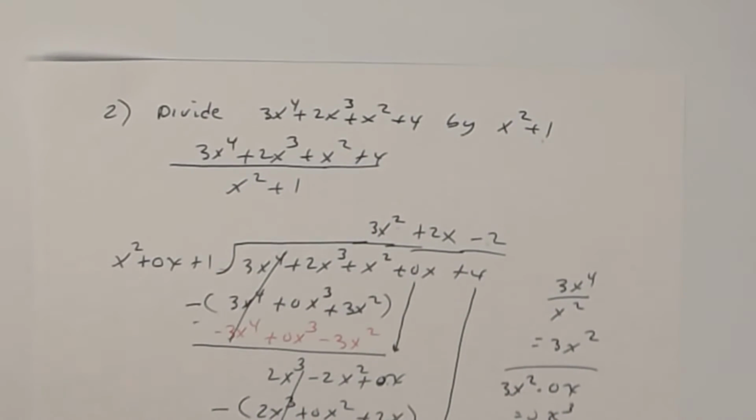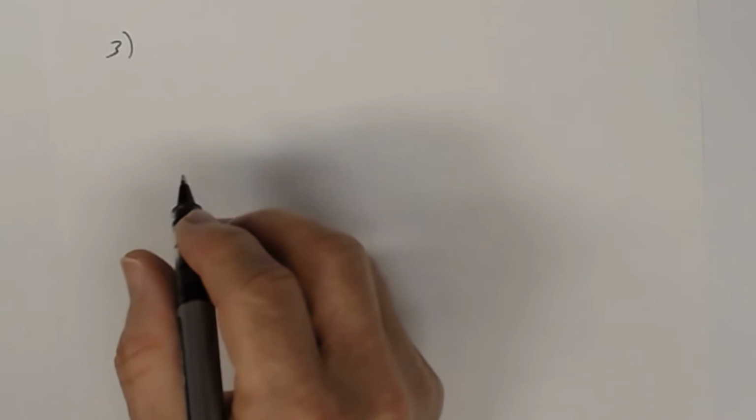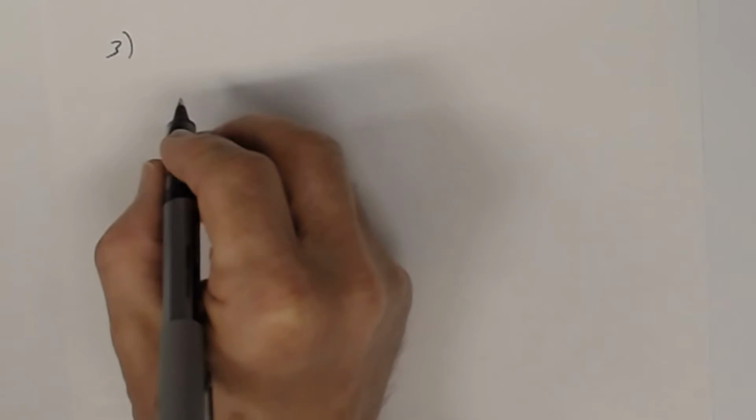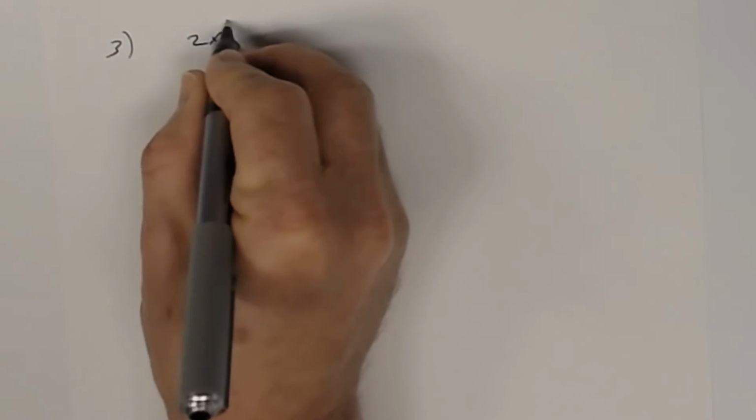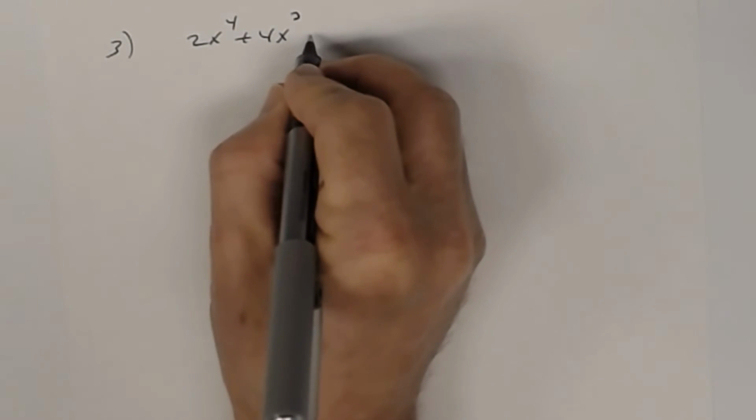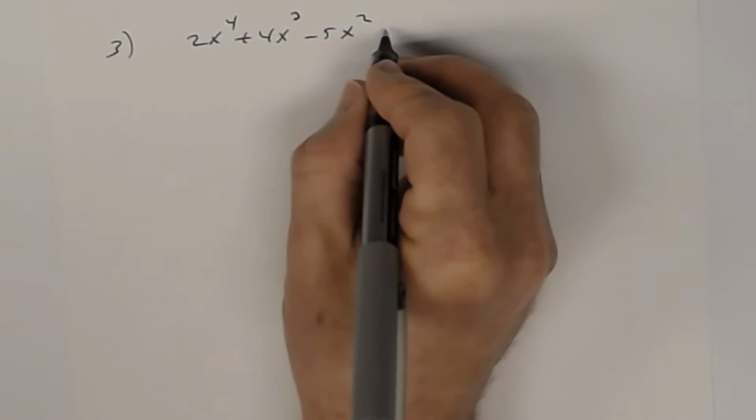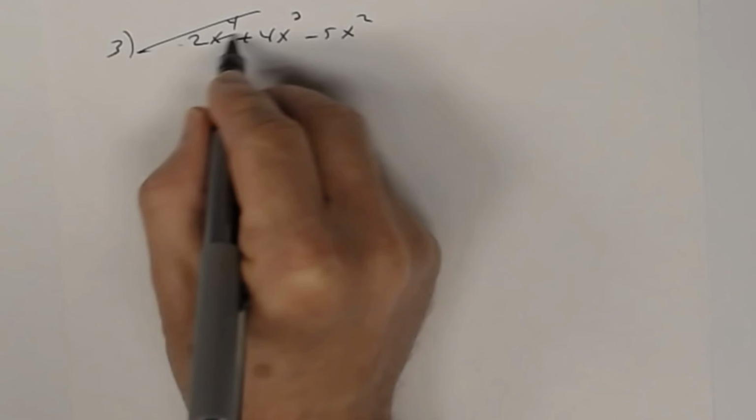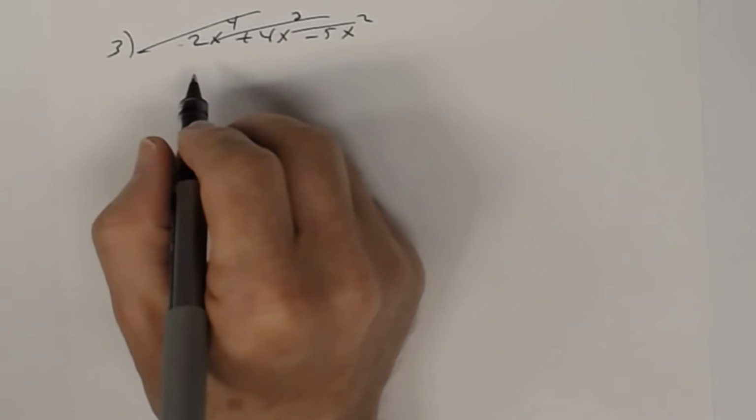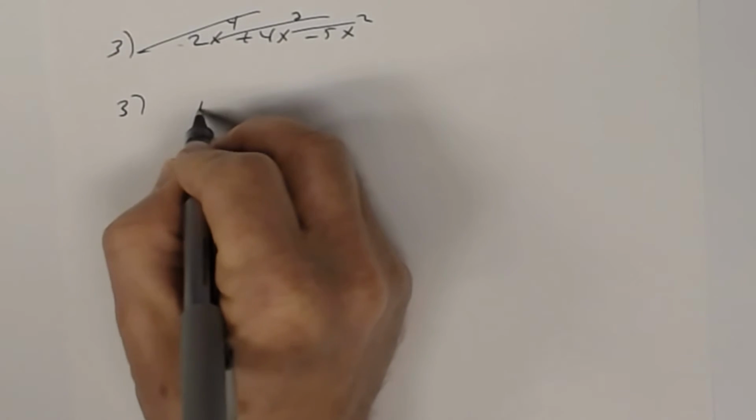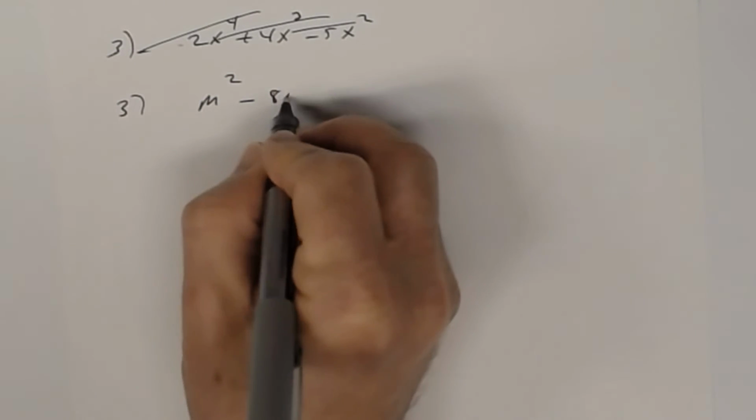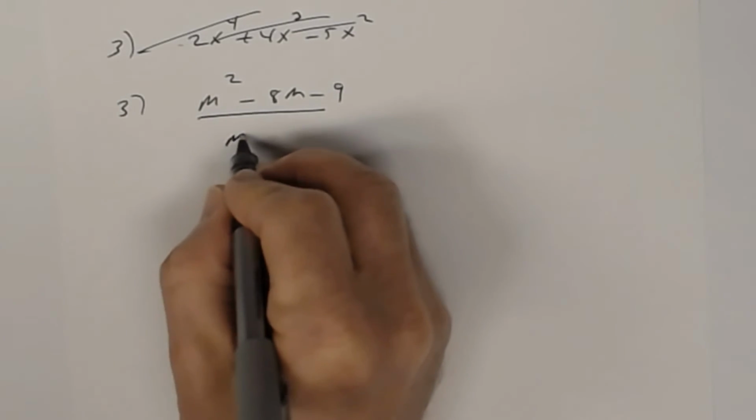Let's do one more. Let's look at number 3. And let's do one where we have to put some missing terms. All right, so number 3, let's say we had this one. So we have 2x to the fourth plus 4x cubed minus 5x squared. Well, that's not the one. I'm sorry. That doesn't have any missing terms. Excuse me. Let's do this one. Number 3. So m to the second power minus 8m minus 9 divided by m squared minus 9.